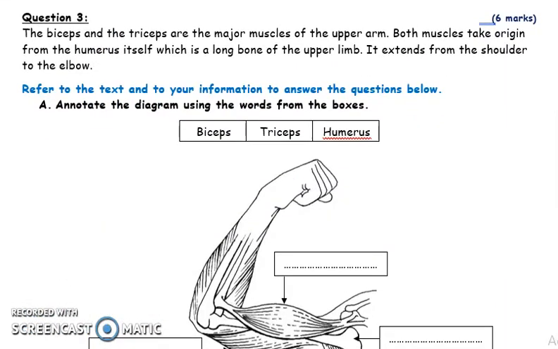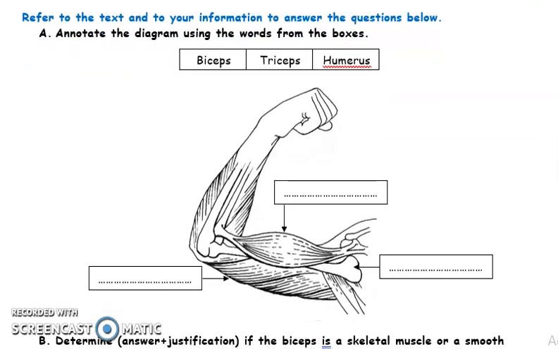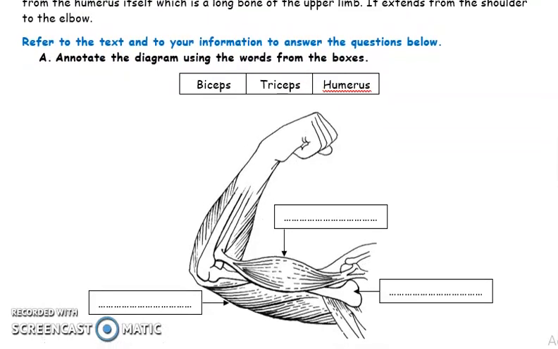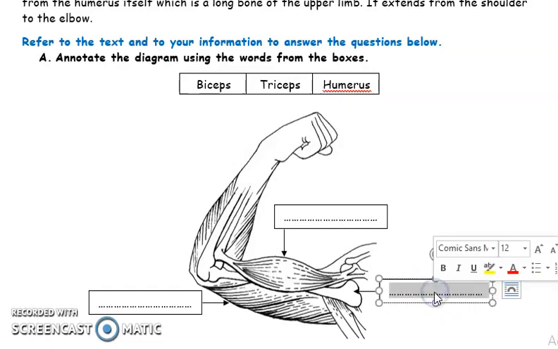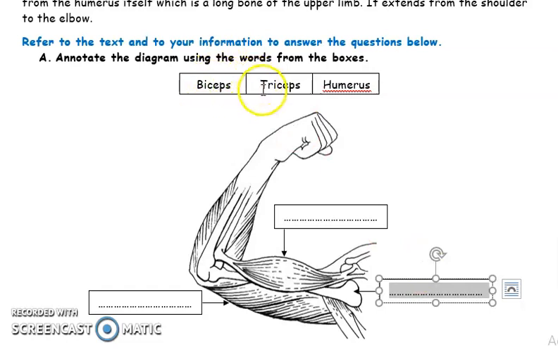Question number 3. The biceps and the triceps are the major muscles of the upper arm. Both muscles take origin from the humerus. They are connected to the humerus, which is a long bone of the upper limb. It extends from the shoulder to the elbow. Annotate the diagram using the words from the box. Let me start with this. This is a bone. Biceps, triceps, humerus. Humerus is the only bone's name found. So this is the humerus, this is the bone.